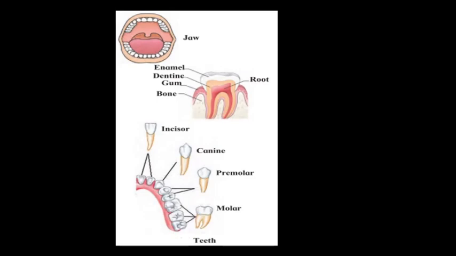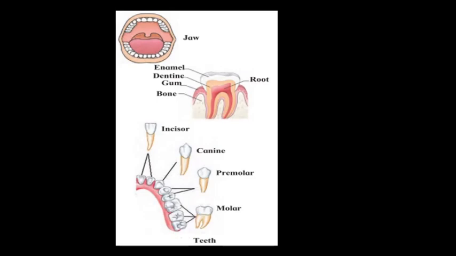Our teeth help to chew the food and then the digestion process can start. So the process of digestion begins with our teeth, so it is important to learn about the teeth as well. There are four main types of teeth in humans. First is incisors, then we have the canines, premolars and the molars. Now each one has its own specific function.